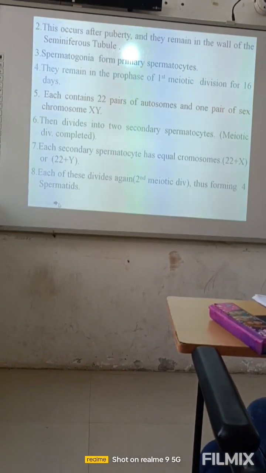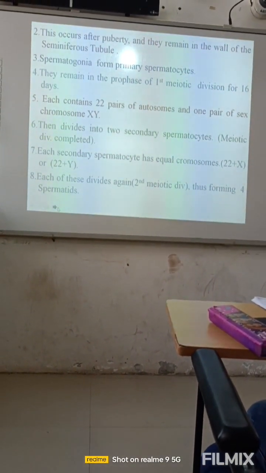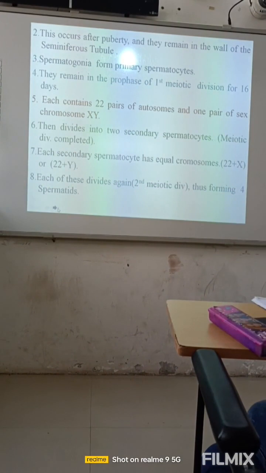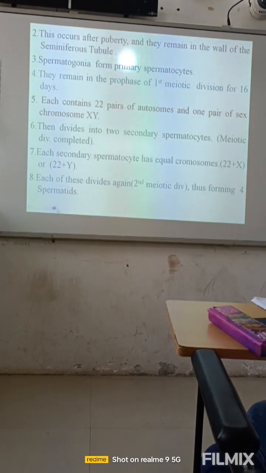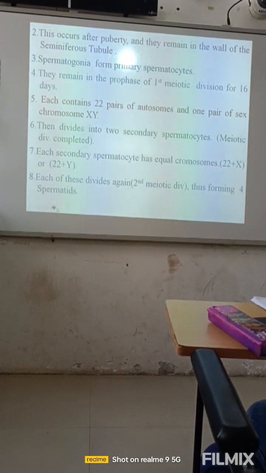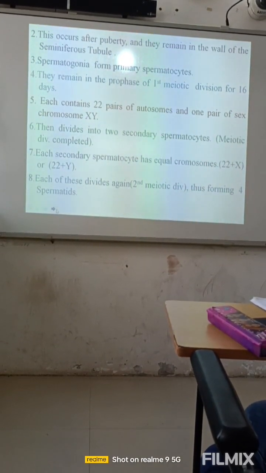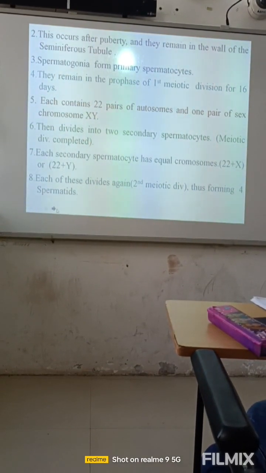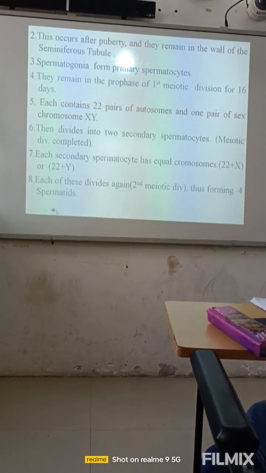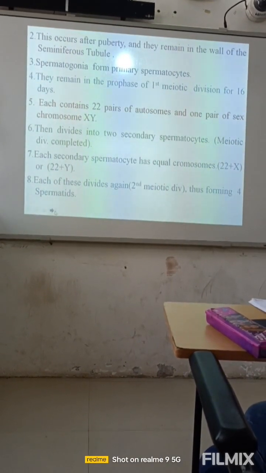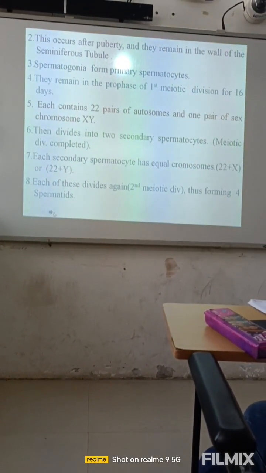Then what is happening? These occur after puberty and they remain in the wall of the seminiferous tubules. Spermatogonia form primary spermatocytes. They remain in the prophase of the first meiotic division for 16 days. Each contains 22 pairs of autosomes and 1 pair of sex chromosomes, XY. Then they divide into 2 secondary spermatocytes, that is, the first meiotic division is completed.